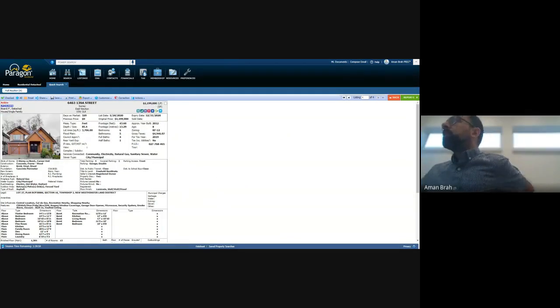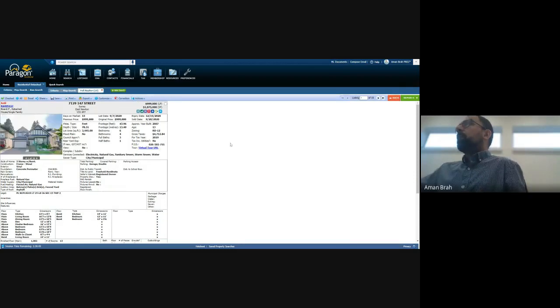Sorry, I just want to see the age on this place. So, 2012. 6-bedroom, 6 bed, 5 bath. So this one isn't too far off.